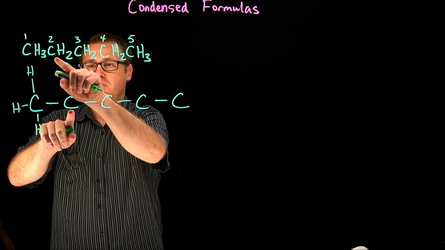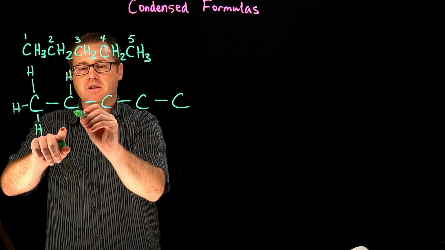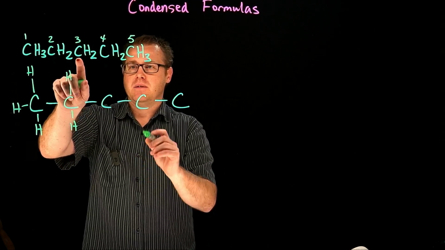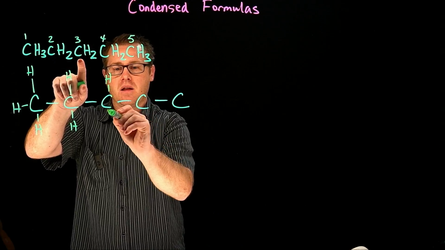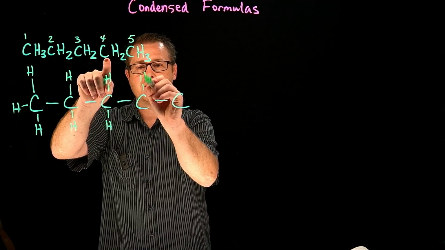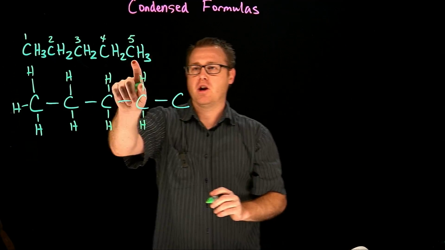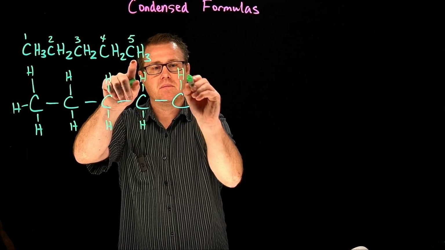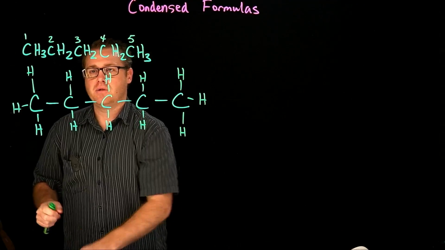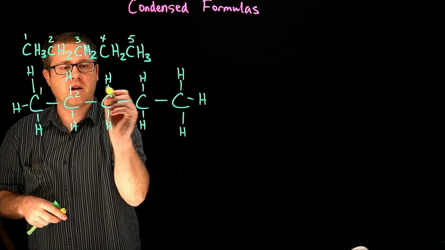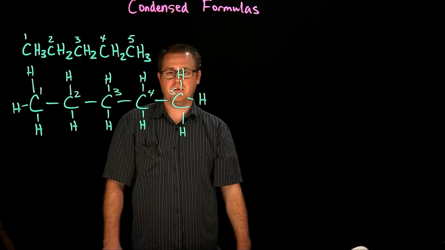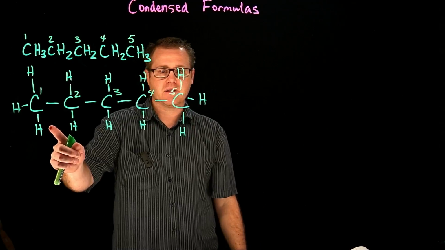And then carbon 2, there are 2 hydrogens also attached. Those 2 hydrogens are those 2. And then there. Carbon 4 has 2 hydrogens as well. And carbon 5 has 3. If you want to double check, making sure our labels work, everything matches up. So here is the Lewis structure.